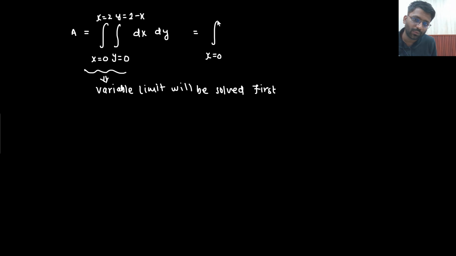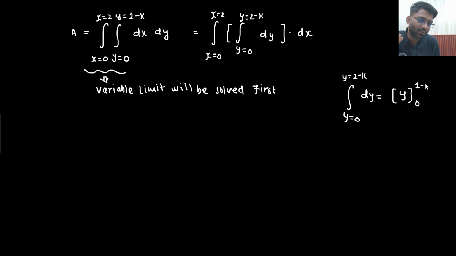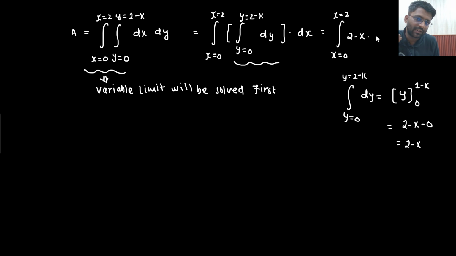x is going from 0 to 2, so this I will see later on. But y is going from 0 to 2 minus x, dy. This I will solve first, and whatever result I get, after that I will integrate with respect to x. So first I will integrate this one. The integration of dy is y only, with y going from 0 to 2 minus x. In place of y you put 2 minus x, and in place of y you put 0. So the answer is 2 minus x. So for this much we have got 2 minus x, with x going from 0 to 2, dx.